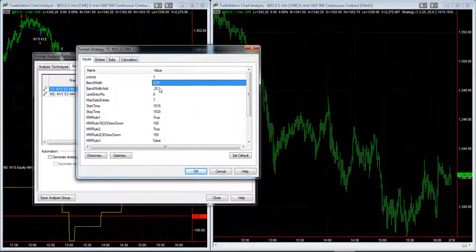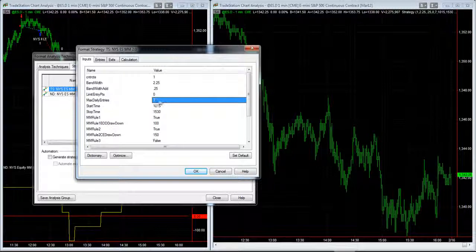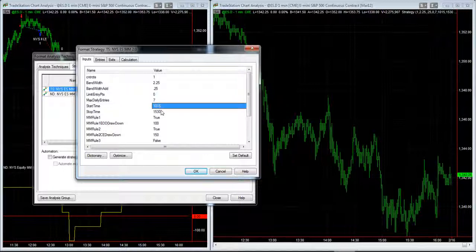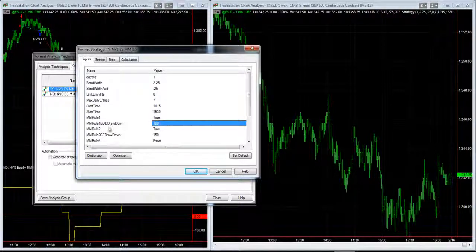Bandwidth add is the same as the original strategy. We have max daily entries of 7, which there's usually not more than just a couple of 3 trades on this anyways. Start time is 10:15 Eastern. End time is 15:30. And we turn on Money Management Rule 1, and that means if the end of day EOD drawdown is $100 or more, which means it's lost $100 or more on the previous day in this window on the left here, then it will trade the next day.